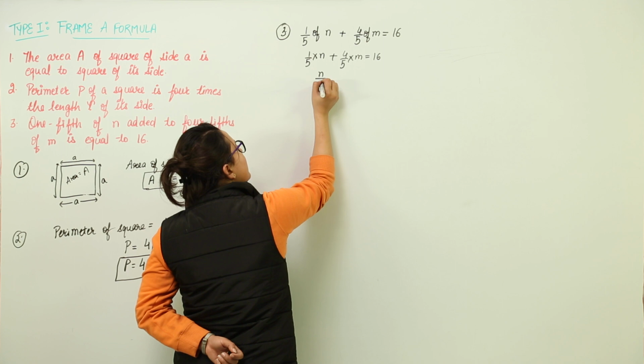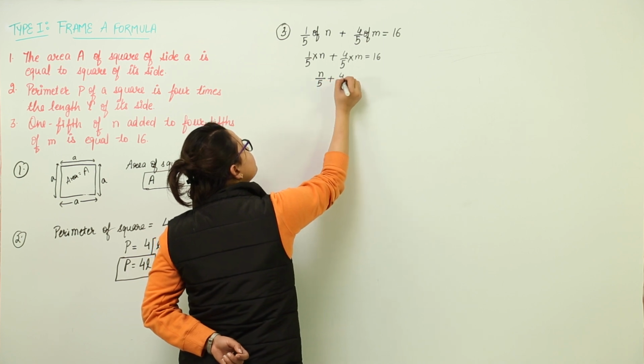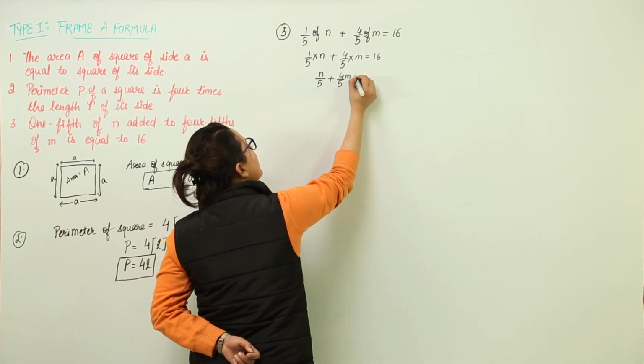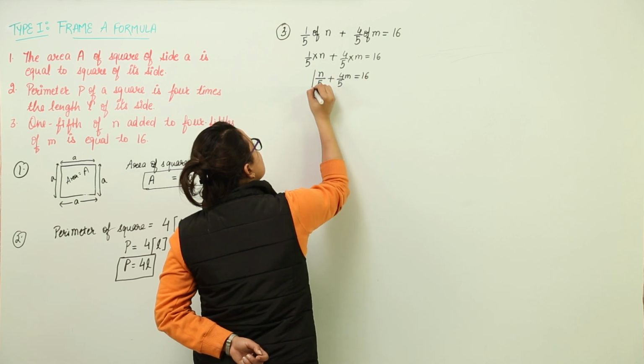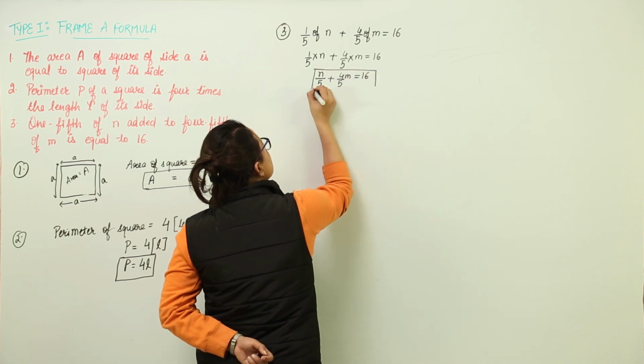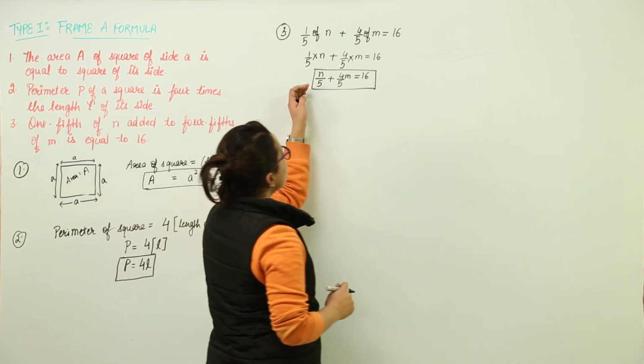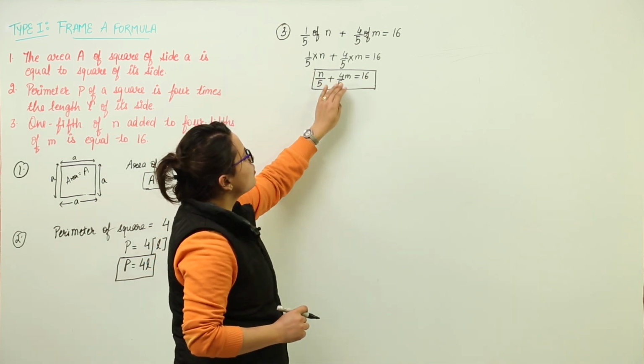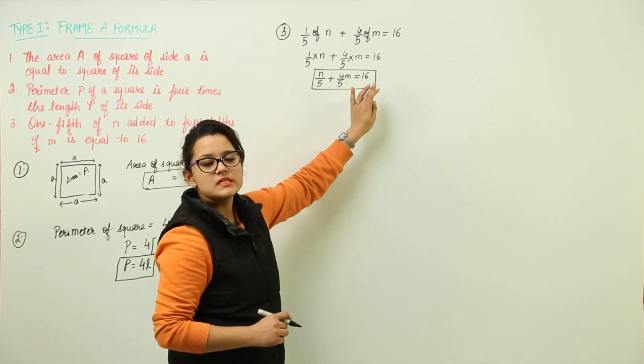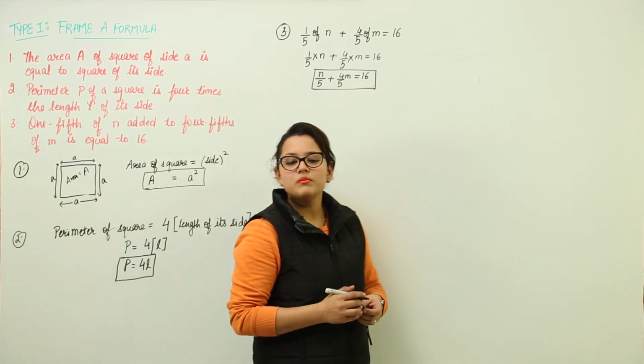This gives us n/5 plus 4m/5 equal to 16. Now this represents the formula as per the question that we were given, right? 1/5 of n added to 4/5 of m gives us 16. So this is how you can frame your formulas.